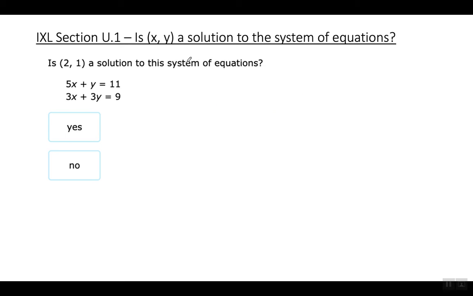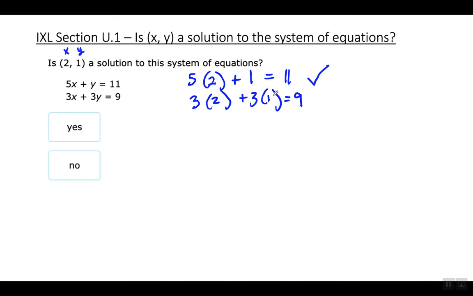All right, so right here I'm going to substitute the 2 and the 1 for x and y. And I'm going to get on the top 5 times 2 plus 1 equals 11. Yes, that works because 5 times 2 is 10, and 10 plus 1 is 11. On the bottom, I'm going to get 3 times 2 plus 3 times 1 equals 9. Okay, so that would be 6 plus 3. Yes, that works for both of them. So yes, that is a solution.